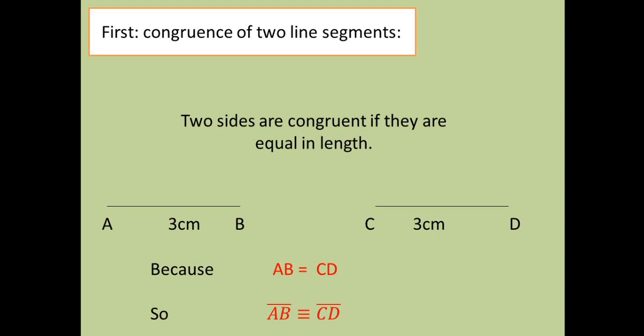Can you notice that AB equals CD? We don't write the line segment sign above the letters, but in the second statement we write the line segment sign because we write the congruent sign.